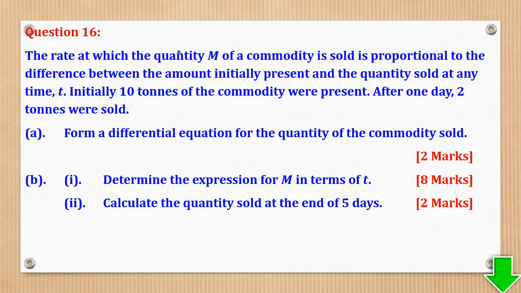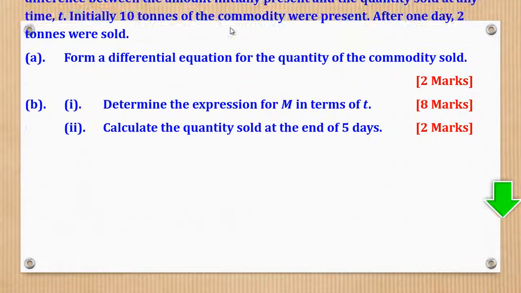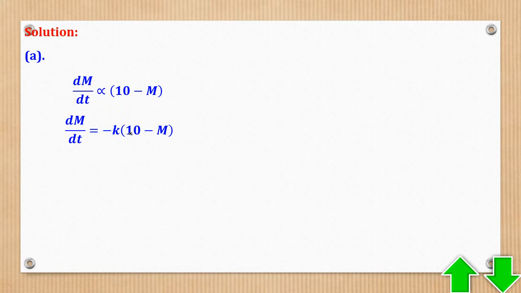So they told us the rate at which the quantity M is sold is proportional to the difference between the amount initially present and the quantity sold at any time t. So that means that dM/dt is directly proportional to 10, which is the initial amount, minus the amount sold at time t. So when I put a constant of proportionality, because the value is changing, this one is reducing with increasing time, I'll put a negative constant.